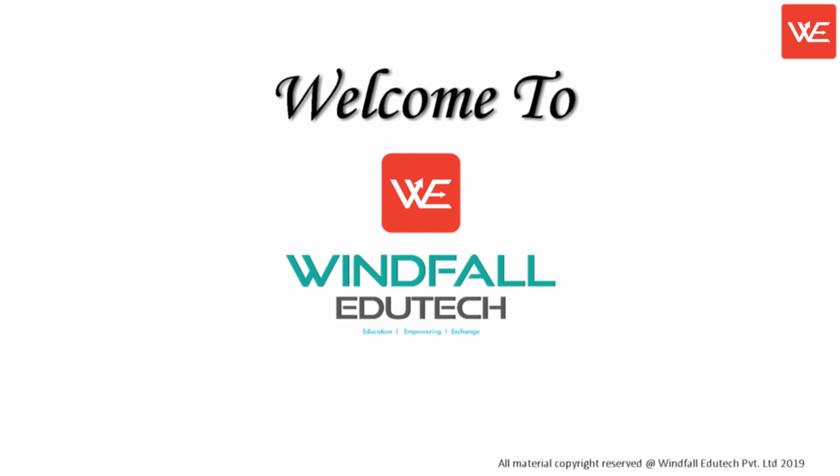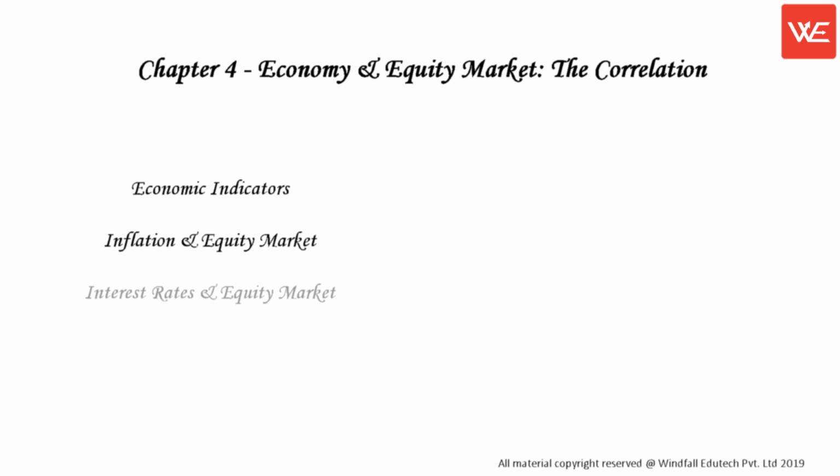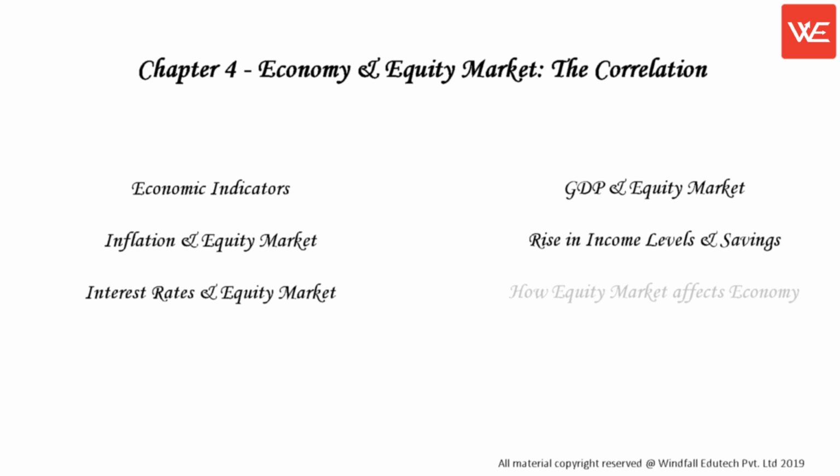Windfall Edutech Intermediate Module. Chapter 4. Economy and Equity Market, the Correlation. Economic Indicators. Inflation and Equity Market. Interest Rates and Equity Market. GDP and Equity Market. Rise in income levels and savings. How equity market affects economy.